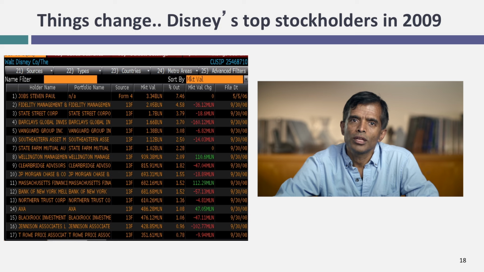And here's the final slide I want to show you. I showed you what Disney looked like in 2003. Fast forward 6 years, here's what Disney's top 17 stockholders look like in 2009. Notice a very big difference? Who's on top of the list? It's Steve Jobs, right? How did Steve Jobs become the largest stockholder in Disney? Well, he owned 60% of Pixar, and when Disney bought Pixar, he became the largest stockholder in Disney.